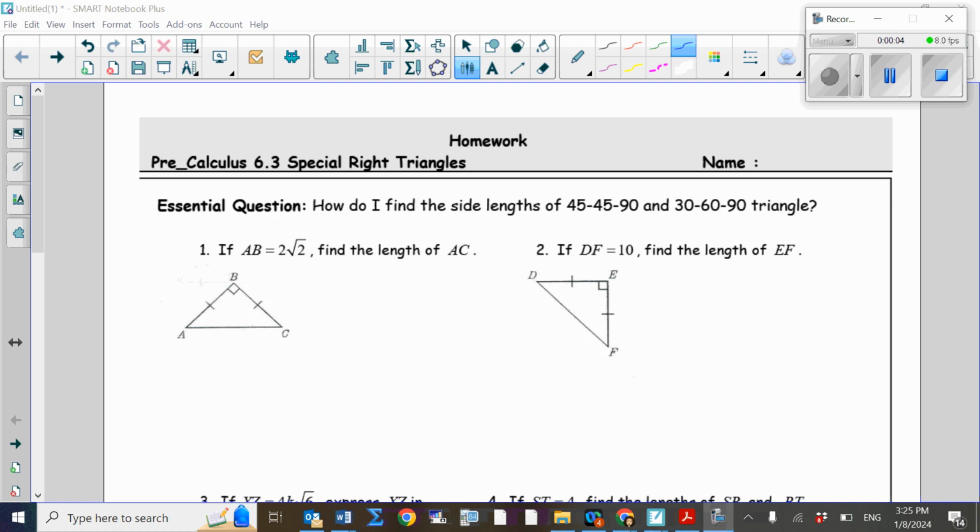Hi everyone, let's work on 6.3 homework together. We're going to work on some of the questions. Let's start with question number 2.